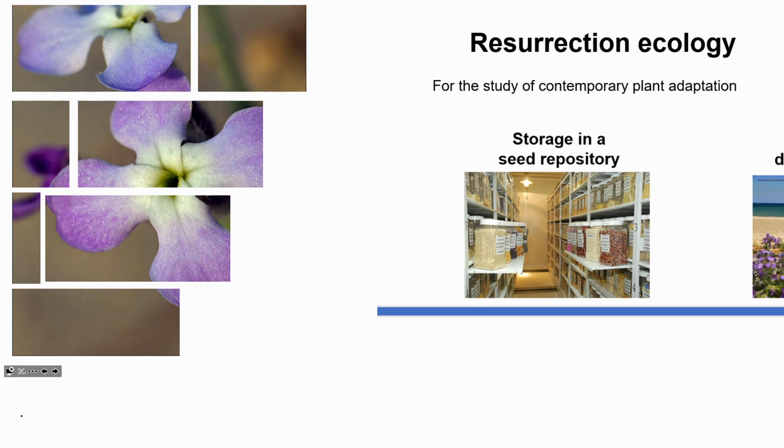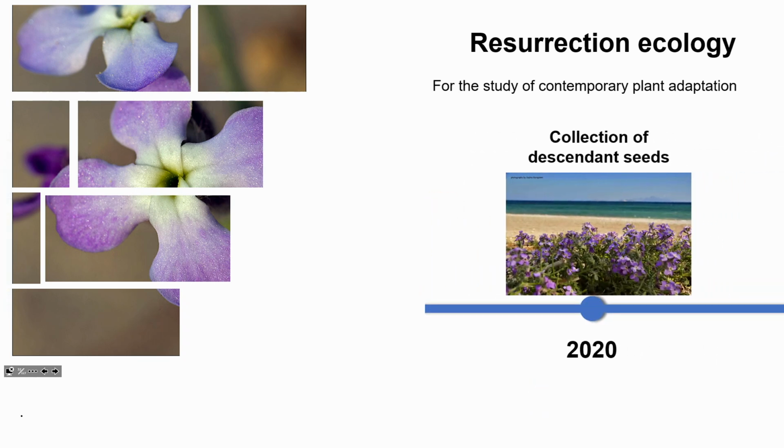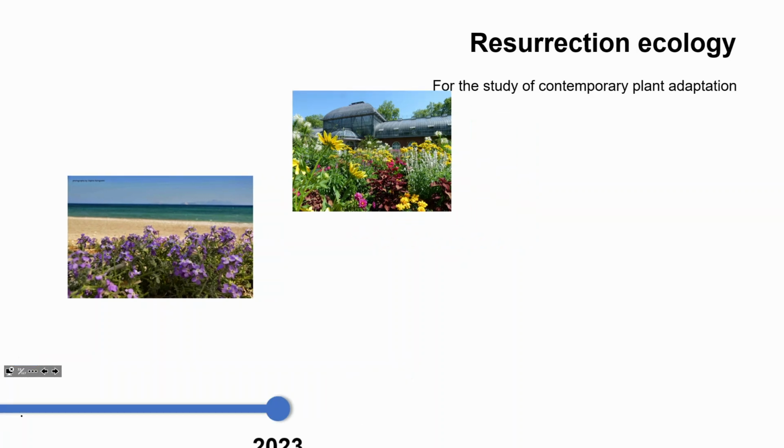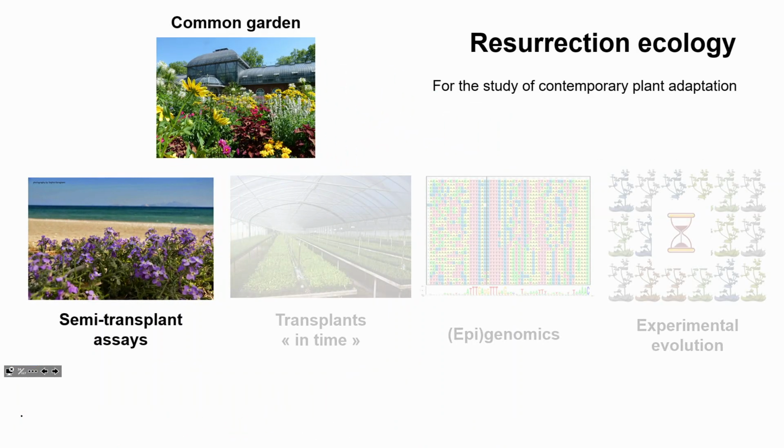Then the exact same population is being resampled at present, and ancestral and descendant genotypes can be grown side by side in a common environment. So this is the basic resurrection approach. You compare descendants and ancestors in a common environment. If there is a shift in traits, you know that it is probably some kind of genetic differentiation. Whether it is adaptive or not, whether it is due to directional or random evolutionary processes, still remains the question.